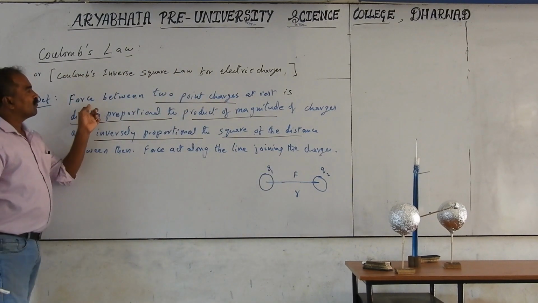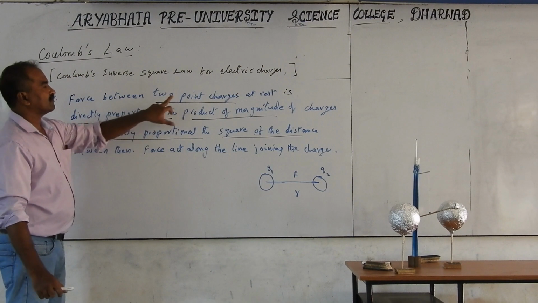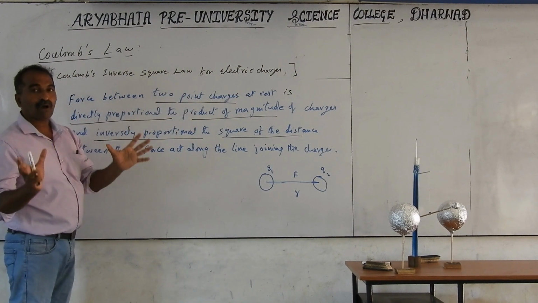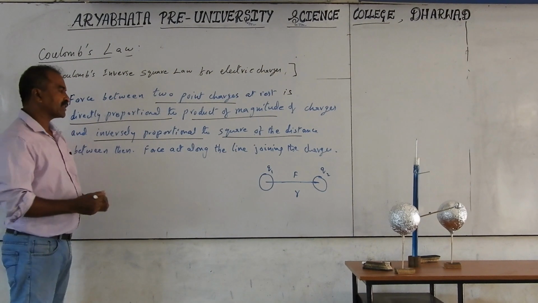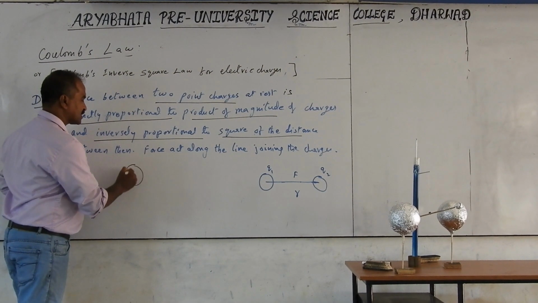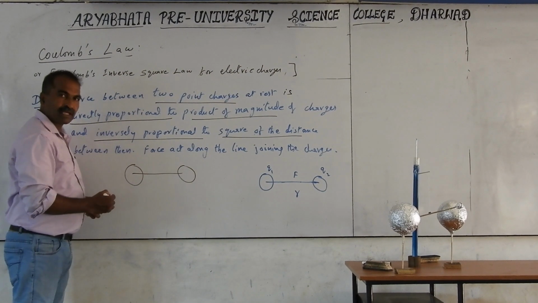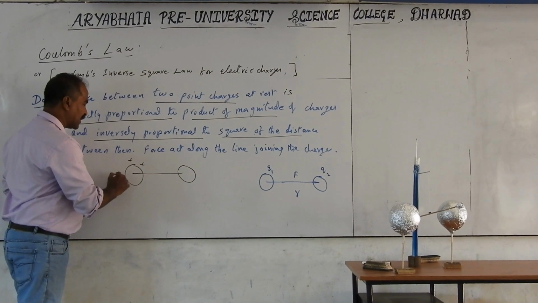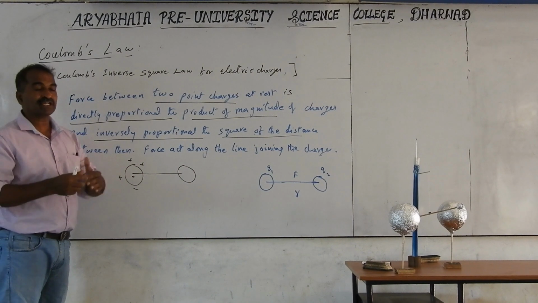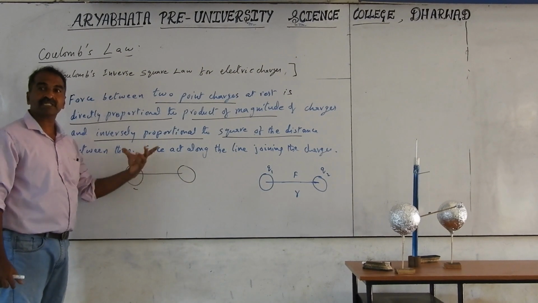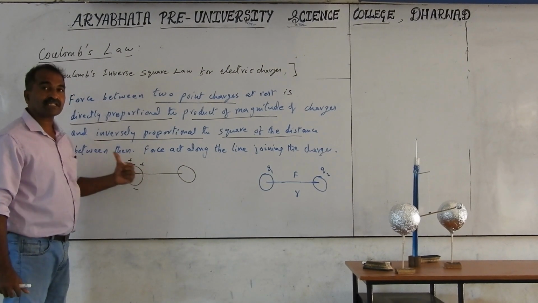I repeat, force between two point charges, not objects. Point charges means small sized objects. If you take spheres, the distance between the spheres should be very large. Then the charge in the sphere appears to be present at its center. We consider the sphere as a point charge object if the separation between the spheres is very large compared to the size of the spheres.